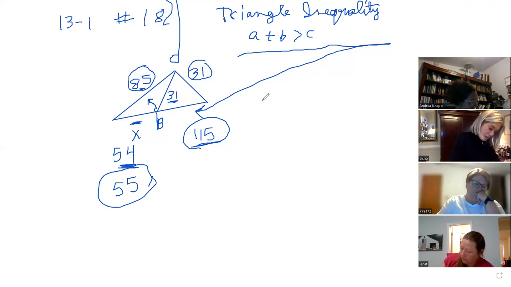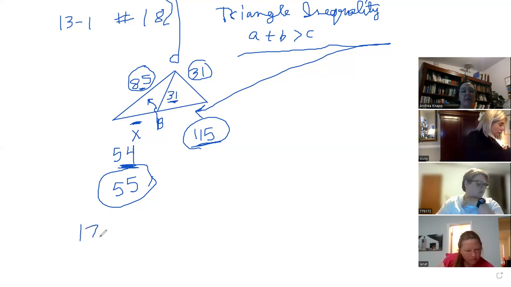So on 17A, you've got 20 plus 40 has to be greater than 50, so that works. 60 is greater than 50. Is 40 plus 50 greater than 20? Yes, 90 is greater than 20. And is 50 plus 20 greater than 40? Yes, 70 would be greater than 40. So 17A would be a yes. And this is in 13.1.